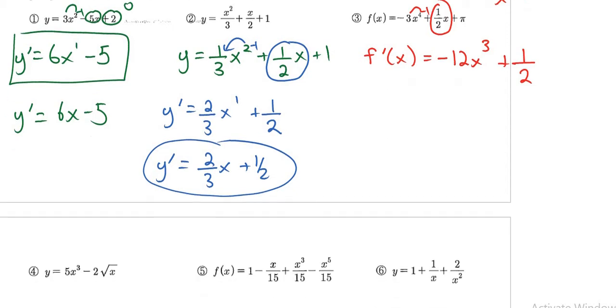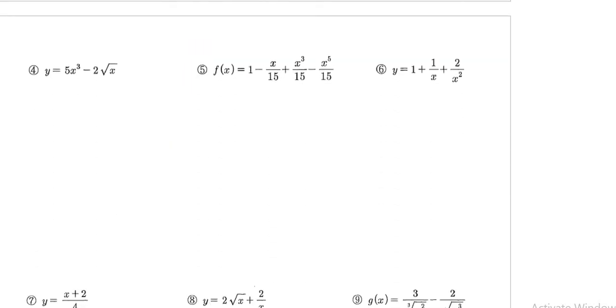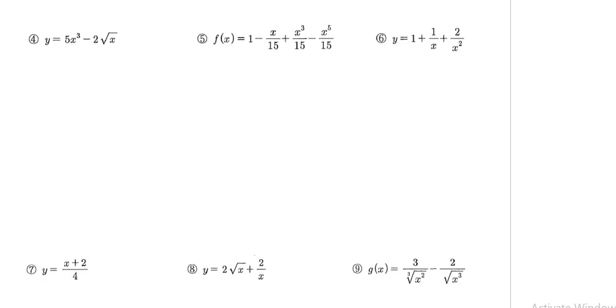All right, let's move on to question number 4, 5, and 6. For question number 4, I would rewrite the problem by getting rid of the radical. So this is y equals 5x cubed minus 2x to the 1/2. And now you can take the derivative by using the power rule.